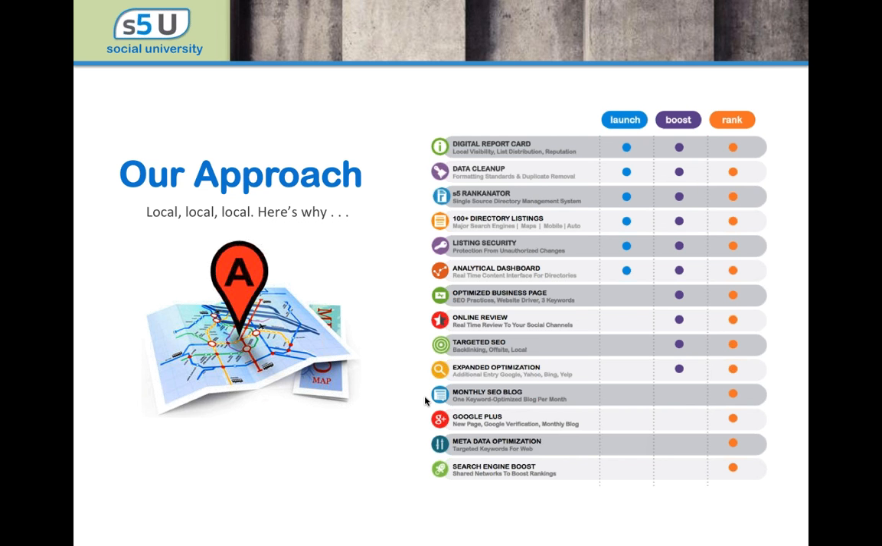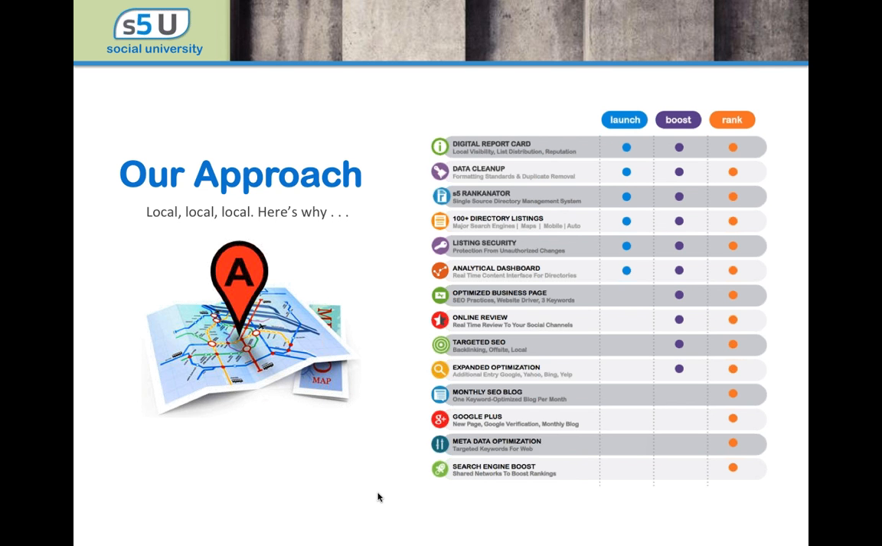Our approach, and I think I've mentioned this many times, is we focus on local, local, local because it tends to generate the quickest return, and it's the easiest one to see the return on investment on. In the case of pay per click, you can track it statistically fairly easily. But local, local, local is our approach that we push through a number of packages. Our launch boost. And then rank is a little different.